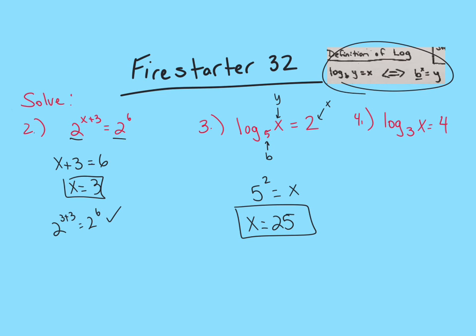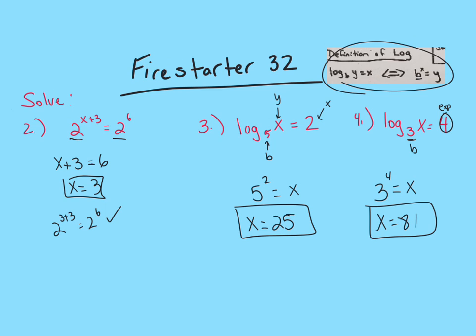For 4, I have this is my b, so I have 3, and this is the exponent. So I have 3 to the 4th equals x. 3 to the 4th is 81, so x equals 81.